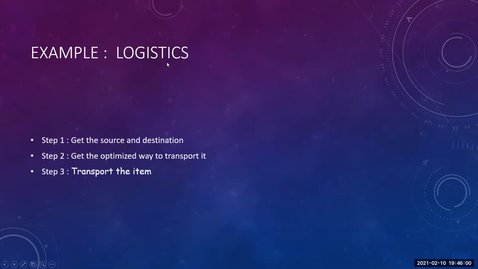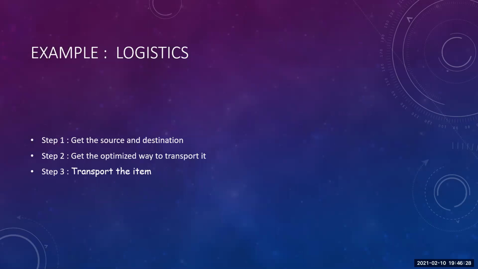Example: we have this logistics application. On a very high, 30-feet-high view, let's break it down into three steps. Step one, get the source and the destination from the user. Step two, get the optimized way to transport it. Step three, transport the actual item. Let's concentrate more on step three, the transportation. A while ago, we discussed that there are n number of ways to transport an item.